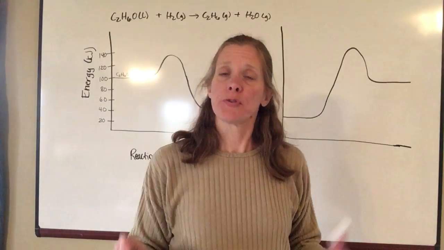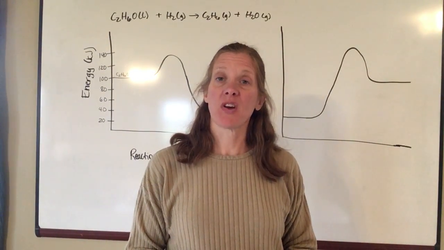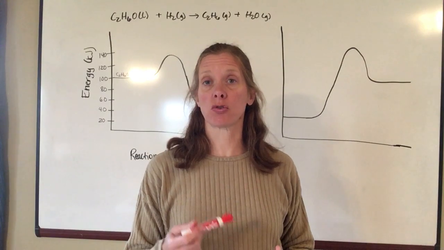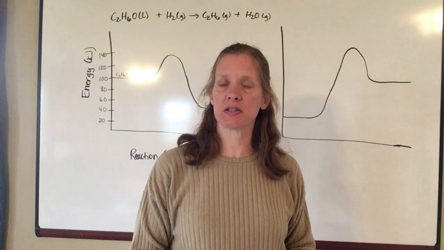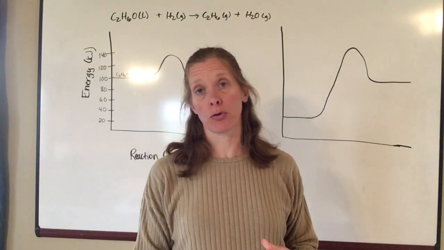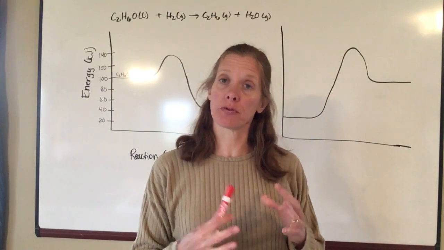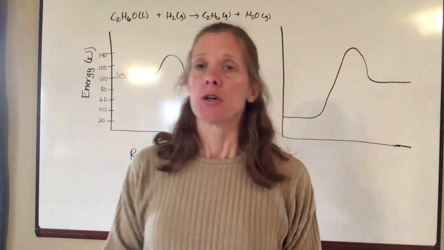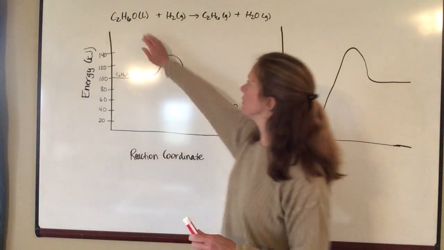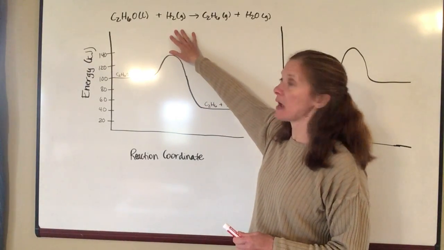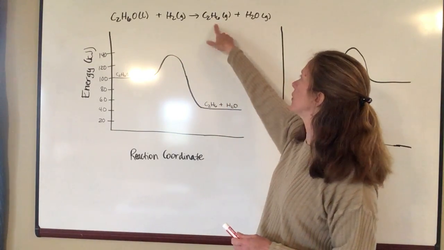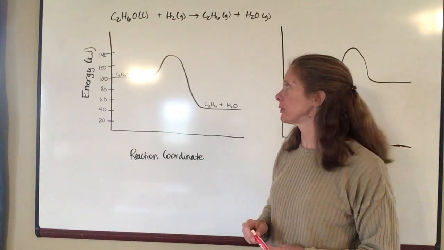Today we're going to take the information that we've been talking about as far as enthalpy changes, and we're actually going to graph it. And you are going to see in the next few minutes here that exothermic and endothermic reactions, when they're graphed, look very, very different from one another. So we're going to take this particular reaction here, where we take ethanol and react it with hydrogen gas to come up with ethane and water vapor.